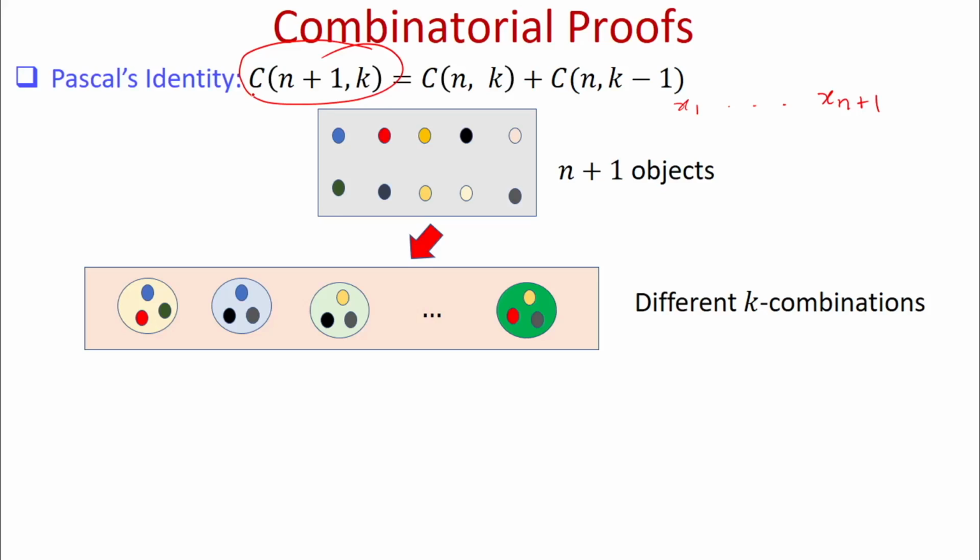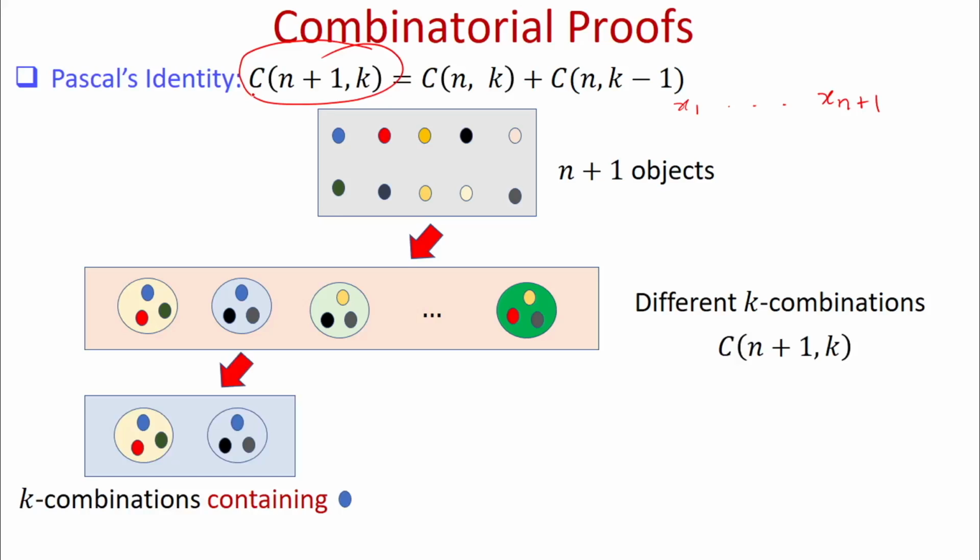That's the left-hand side. Now I have to show that the same thing can be counted by adding these two quantities that are there on the right-hand side. How do I do that? My claim is that the different k combinations that I can have out of x1 to x of n plus 1 can be divided into two groups. That will take care of the addition on the right-hand side expression. I have to show that the total number of different k combinations can be divided into two categories, two disjoint categories to be more specific. And those two disjoint categories are the following.